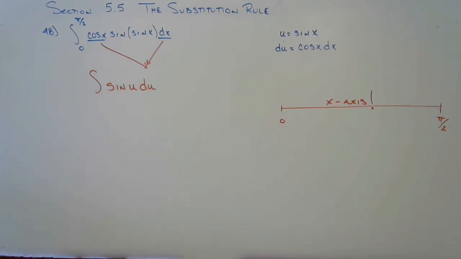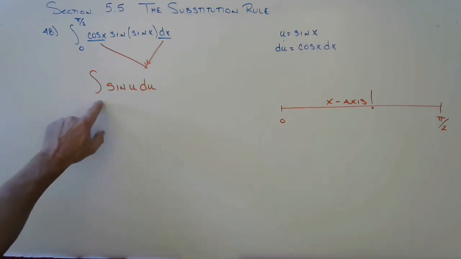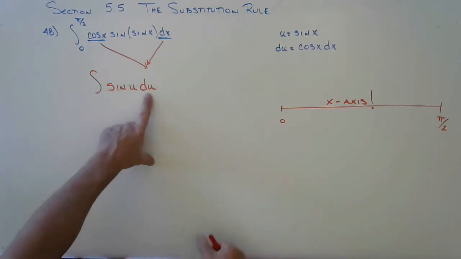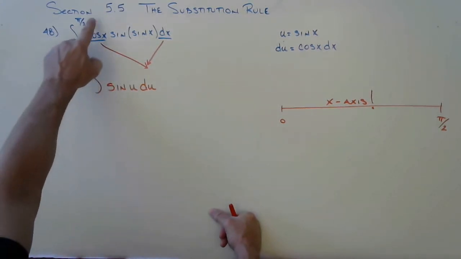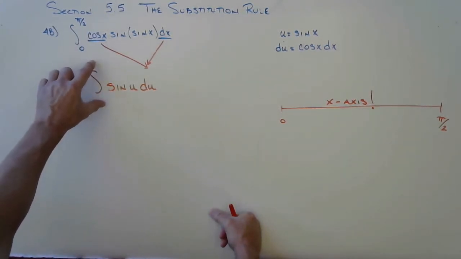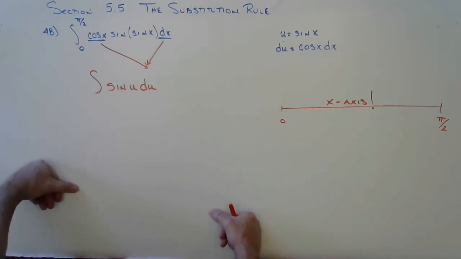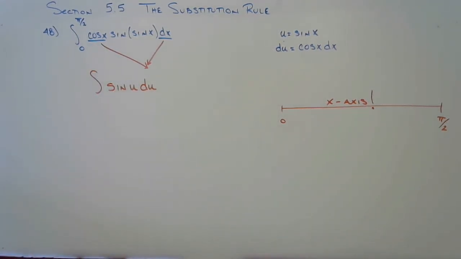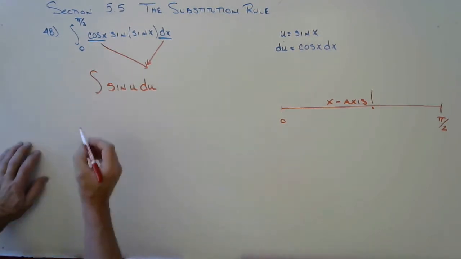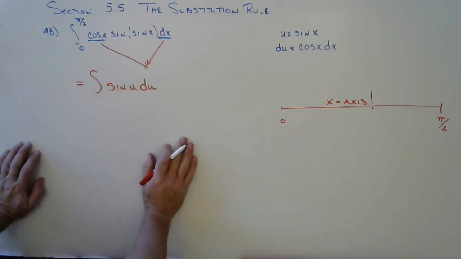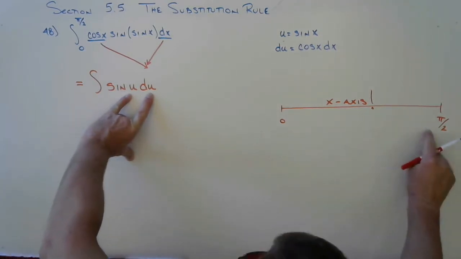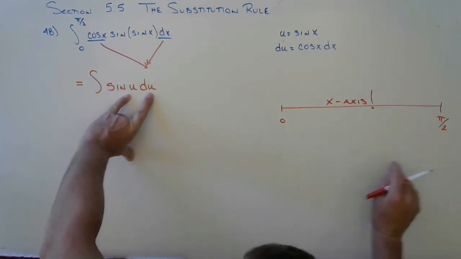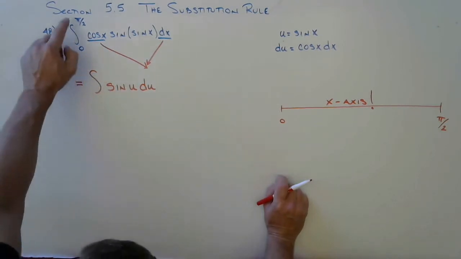Now, why do I bring this up? I bring this up because we can't put 0 here and pi over 2 here, because our variable is now u. And those are x's. So if you write them down, then what you have written is incorrect, and your teacher is going to mark it incorrect. You have to be aware of what you're working with here. You have changed variables. So you have gone to the world of u. You are no longer on the x-axis. You're on the u-axis. And on the u-axis, we don't move from 0 to pi over 2.